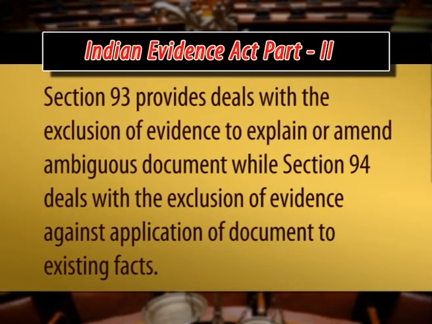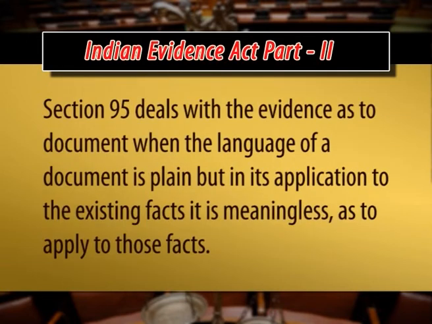Section 93 provides for the exclusion of evidence to explain or amend an ambiguous document, while section 94 deals with the exclusion of evidence against the application of a document to existing facts. Section 95 deals with the evidence as to a document when the language of the document is plain, but in its application to the existing facts it is meaningless.